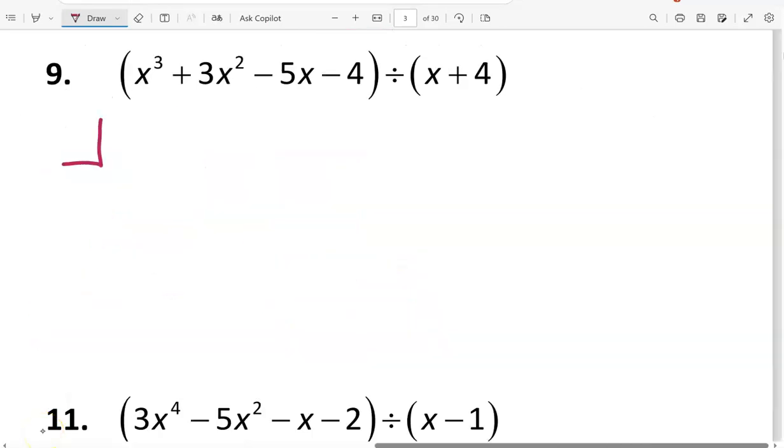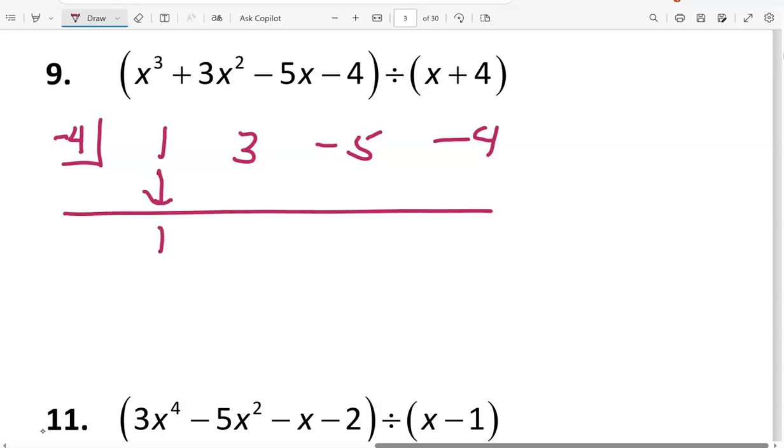In number 9, I'm going to place the 0 of the divisor in the box. If x plus 4 is equal to 0, then x is negative 4. And the coefficients of the dividend right next to it, 1, 3, negative 5, and negative 4. And then skip a line, bring down that 1. 1 times negative 4 is negative 4. Add that column, that's negative 1.